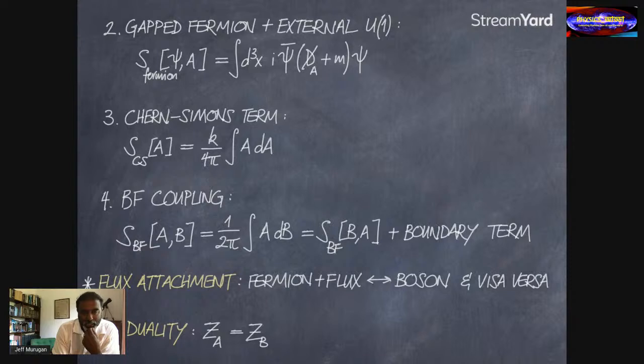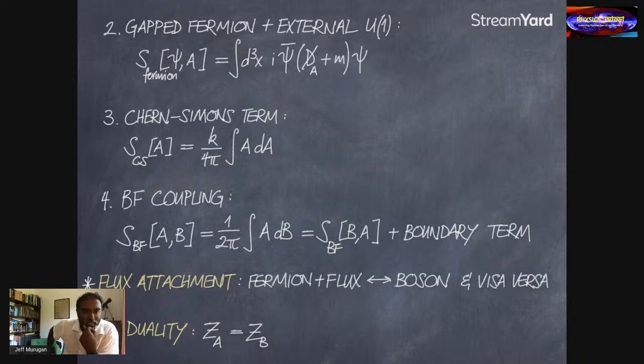The second action that we care about is the gapped fermion coupled to an external gauge field. In this case, a gapped fermion is really what I mean by a massive fermion. So it has a standard Dirac action, i psi bar d psi. But then I also have a m psi bar psi term. Again, it's quadratic in the field. Whenever I see something that's quadratic in the field in the action, I know that that's the mass term. So there's a mass term here, and it's that mass term that gaps the spectrum of the theory.